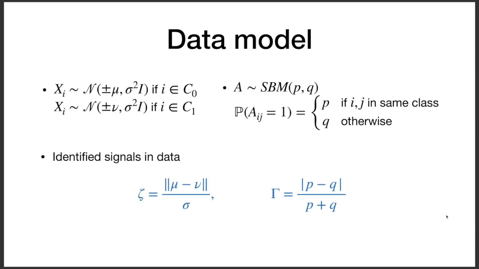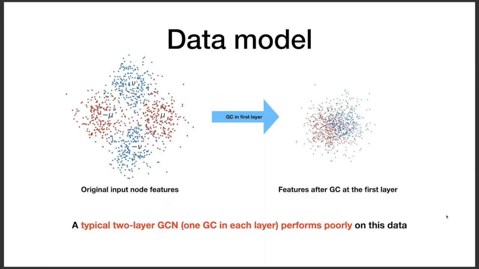We also identify two relevant signals in the data. So zeta here is the ratio of the distance between the means to the standard deviation of the mixture, and gamma is the relevant signal in the graph. And here's what the data looks like for two dimensions. So the XOR arrangement compels that multilayer networks are used since the means of the data are not linearly separable. Moreover, this serves as an example where putting a convolution in the first layer hurts classification accuracy. If interested, please check out the paper for more details on this.